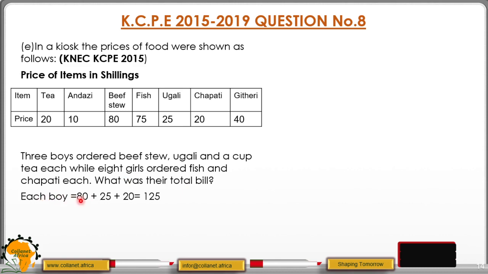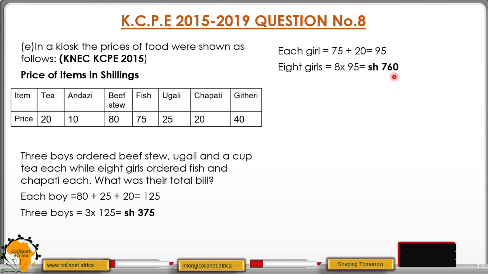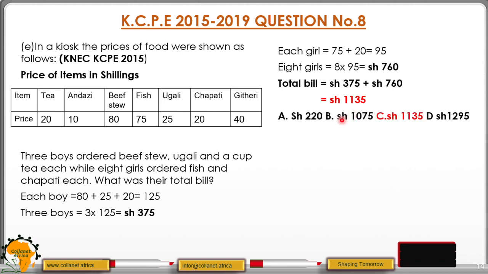So each boy 80 because of beef stew, plus 25, that is ugali, plus 20, which is tea. So 125. And since there were 3 boys, 3 times 125, you get 375 shillings. Each girl 75, that is fish, and 20 for chapati. So you get 95. 95 times 8 girls, you get 760. So total bill 375 plus 760, you get 1,135 shillings. So the choice C.